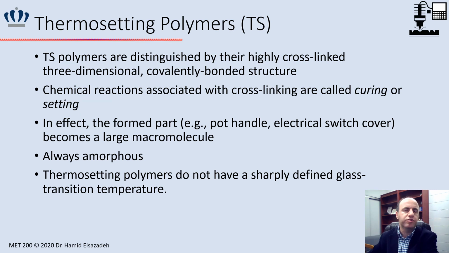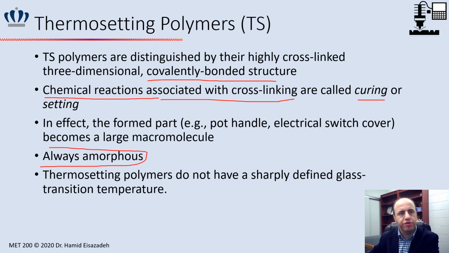Thermoset polymers, or TS, are distinguished by their highly cross-linked structure, or covalent bonds. We have a chemical reaction that generates this cross-linking in the material, and this cross-linking or chemical reaction is called curing. Thermoset polymers are always amorphous, and also they don't have a glass transition temperature.